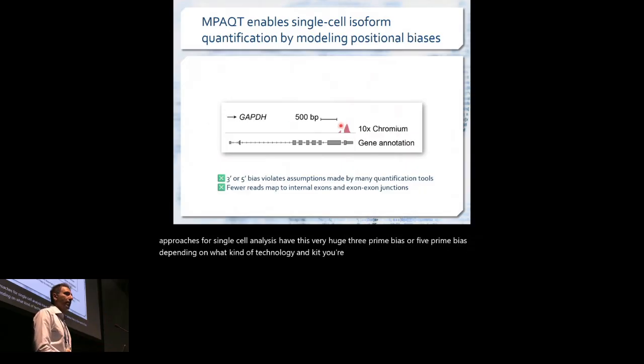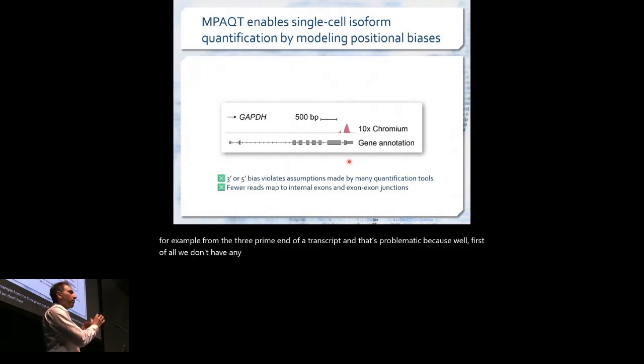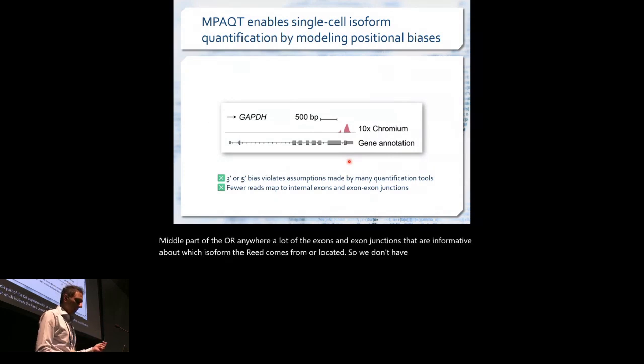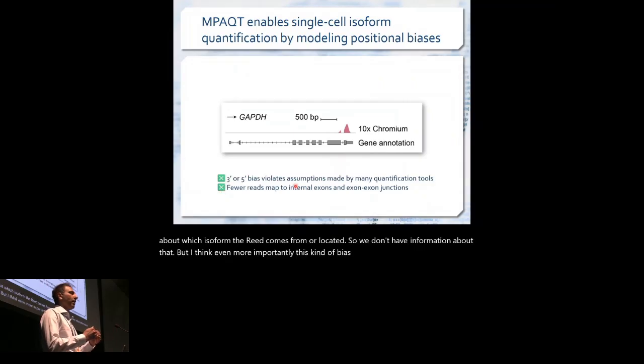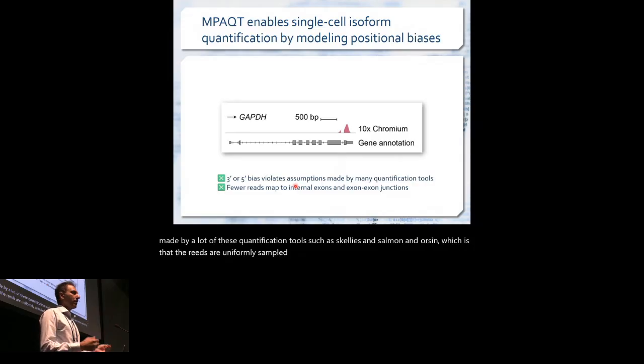So a lot of reads that we get are, for example, from the 3' end of a transcript. That's problematic because, first of all, we don't have any information from the middle part of the RNA where a lot of the exons and exon junctions that are informative about which isoform the read comes from are located. But even more importantly, this kind of bias violates a key assumption made by a lot of these quantification tools, such as Kallisto and Salmon and RSEM, which is that the reads are uniformly sampled across the transcript, and that really throws them off.